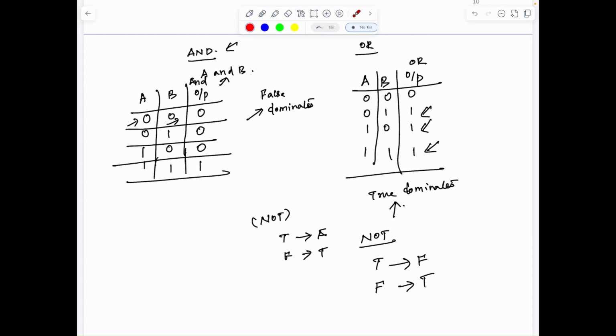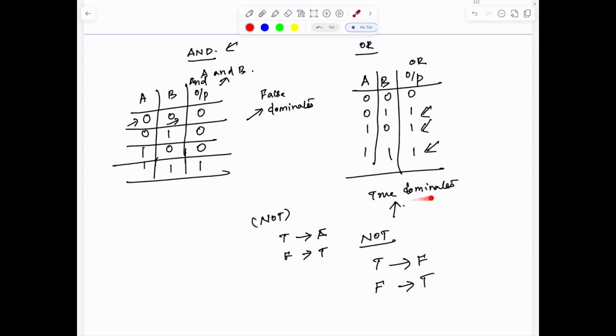Likewise, in the case of OR, it's diametrically opposite. So in the case of OR, true dominates. Let's look at this. If A and B are false, then it is false. But if A is false and B is true, the outcome will be true. If A is true and B is false, again the outcome will be true. If A and B are both true, the outcome will be true. So you can clearly see that if any one of my operands is true, the outcome is always true. So in the case of OR, true dominates.